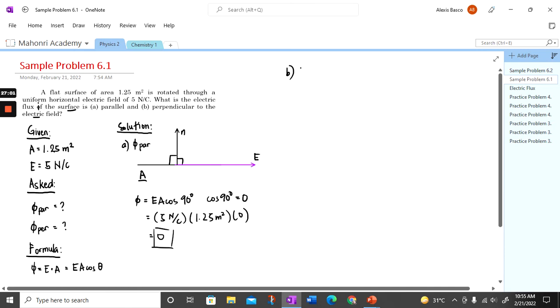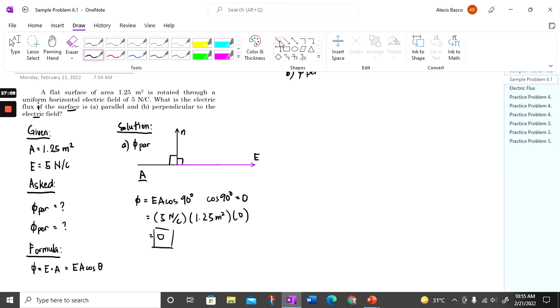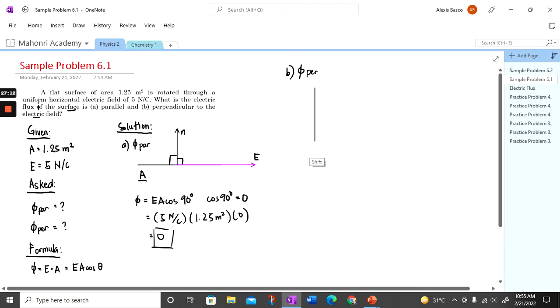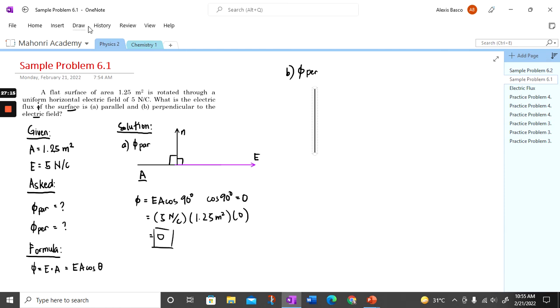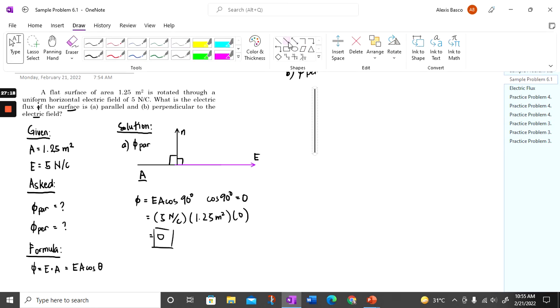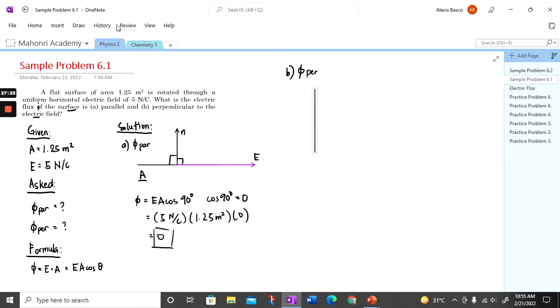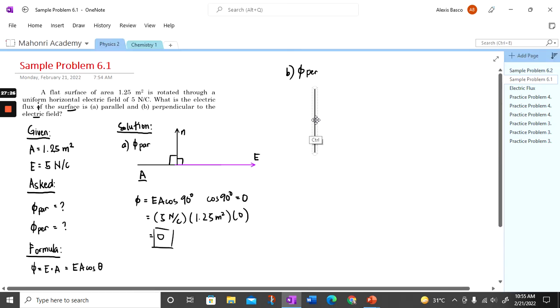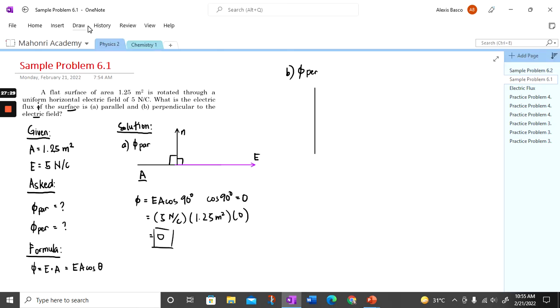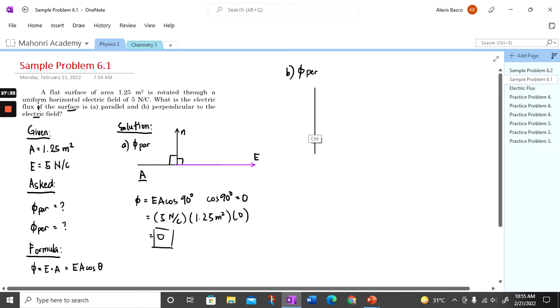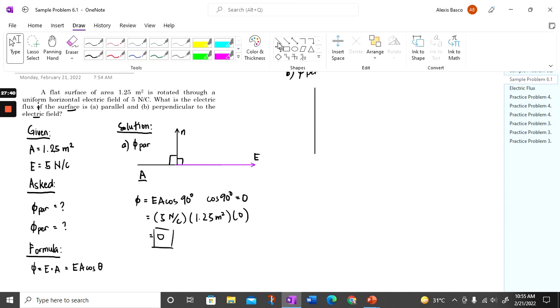As for letter B, wherein my surface is perpendicular to my electric field. So if I'm going to draw that, I'm going to have my surface like that. And this surface is perpendicular to your E. There you go.